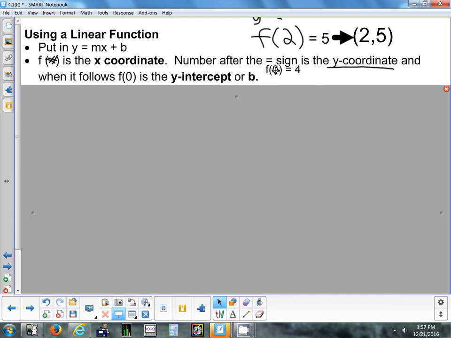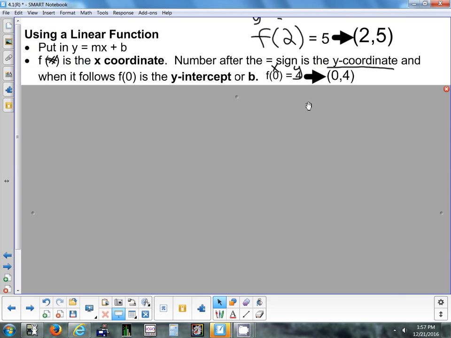Now, if I was going to write this out as a coordinate, what would the coordinate be? So the 0 would be my what? Remember I said the number in the parentheses is the what? The x. Here's my x. The number after the equal sign is the y. So, what should Mr. Hager type in for the coordinate? 0, 4. There you go. Perfect. So we're just taking function notation and putting it into coordinate notation. But it's the same exact thing.